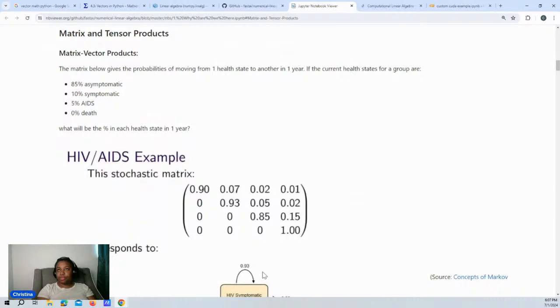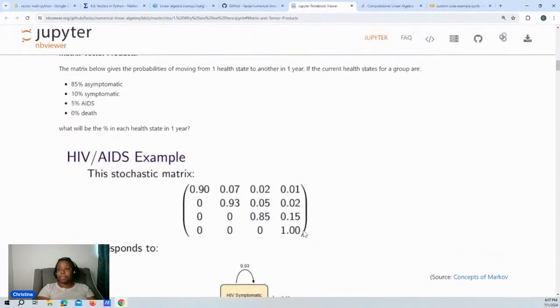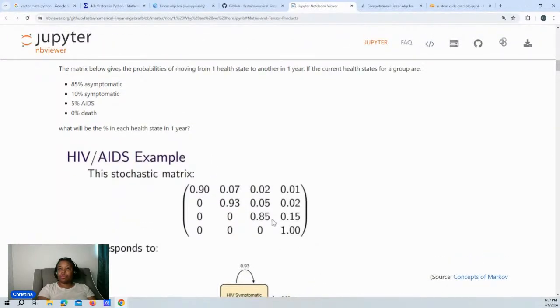So let's look at their examples. We have a matrix vector product, right? It gives the probabilities of moving from one health state to another in a year if the current health states for a group are these, which will be the percent of each health state. So you get this matrix, and this matrix shows 85 as asymptomatic.